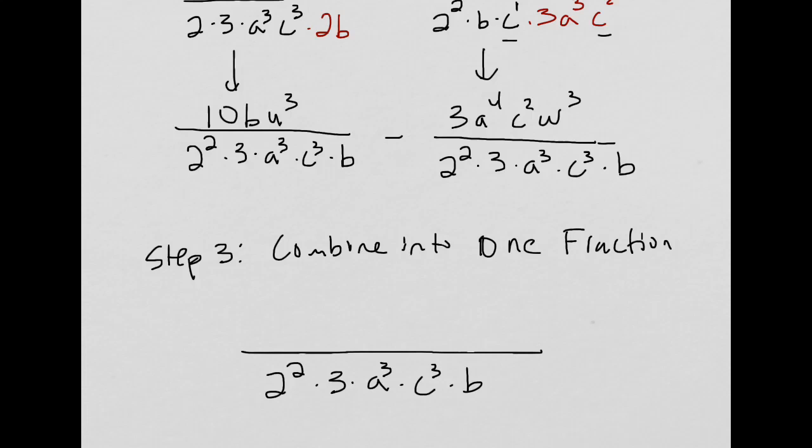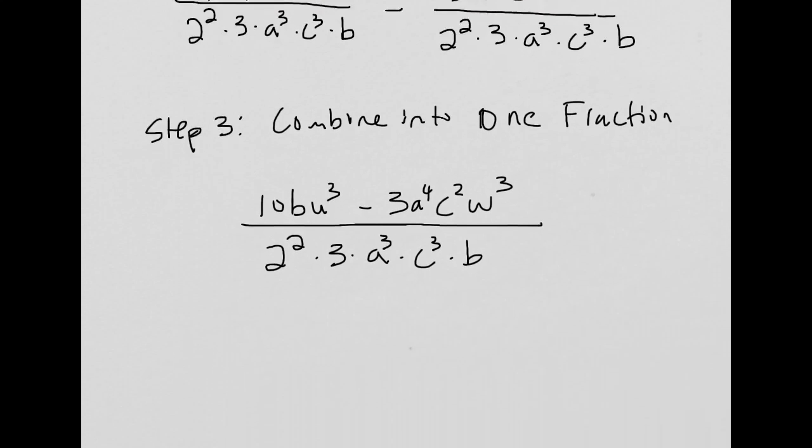Unfortunately, though, when I look at the tops, they're not like terms. So you can see that this guy has a b and a w to the third, and this guy, when I look at its variable parts, has an a to the fourth, c squared, w to the third. So those aren't like terms. There's no like units there. So what we're going to do is just leave them separate. So the top is just going to look like this. I'm going to have 10b w to the third minus 3a to the fourth c squared w to the third.